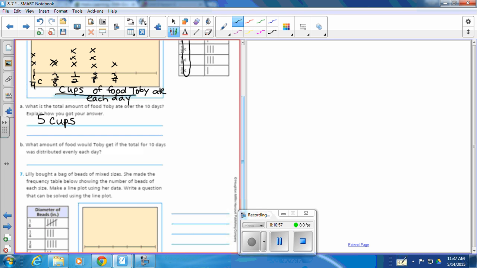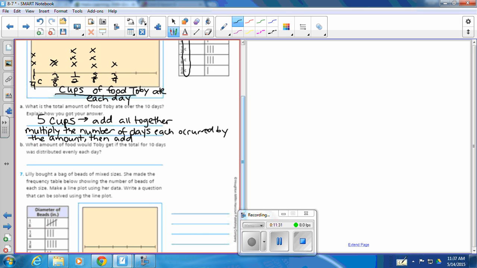Okay, so you could either add them all, or you can multiply the number of days each occurred by the amount, then add. Okay, a couple different ways you can solve that.